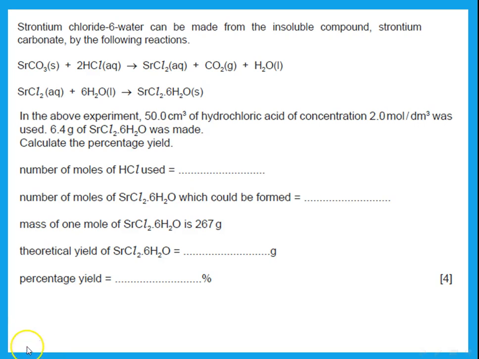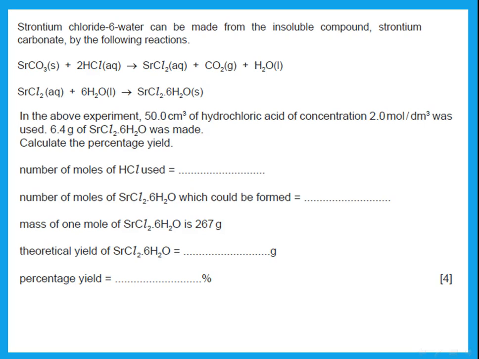I'm not going to use that 6.4 grams for anything for now, because this is the actual yield that he got. I need to calculate the theoretical yield that he should get. So let's go through the calculation. Number of moles of HCl used. What does he tell me about HCl? 50 centimeter cubed of HCl, concentration 2 mole per decimeter cubed.